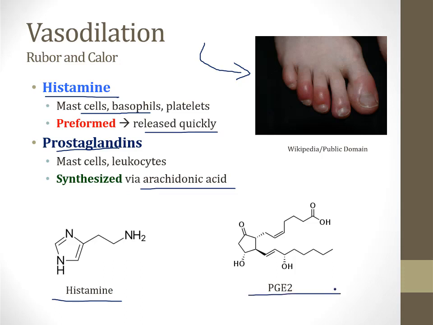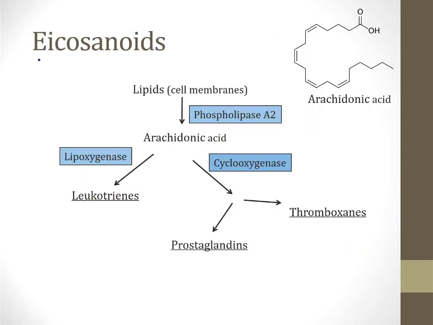Note that it's a much bigger molecule than histamine. Note also that it contains lots of carbons and hydrogens, and therefore it is a lipid structure, and it's derived from lipids. Prostaglandins are an example of a signaling molecule called an eicosanoid. Other eicosanoids include leukotrienes and thromboxanes, and all of these substances are derived from arachidonic acid. They're sometimes referred to as arachidonic acid derivatives.